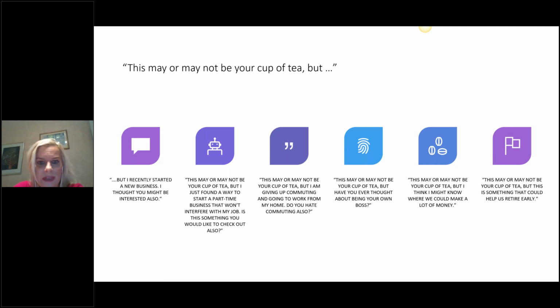This may or may not be your cup of tea, but I'm giving up commuting and going to work from my home. Do you hate commuting also? This may or may not be your cup of tea, but have you ever thought about being your own boss? This may or may not be your cup of tea, but I think I might know where we could make a lot of money. Yeah, where? This may not be your cup of tea, but this is something that could help us retire early. We say "us" because you may talk to your co-worker and you are still on a job, right? Very often this is the scenario.